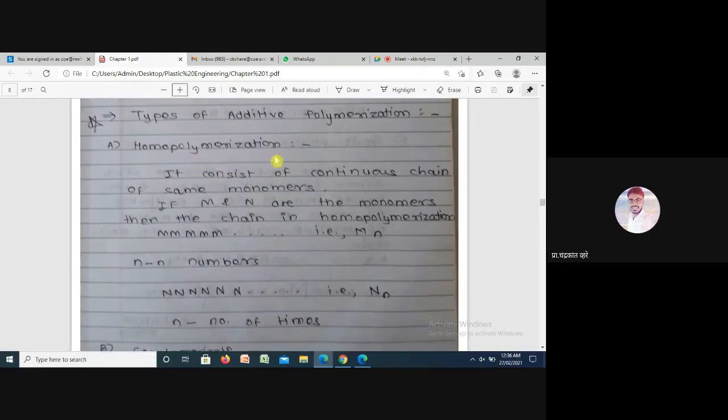Once again, we'll repeat. You have written it. So what is homopolymerization? It consists of a continuous chain of the same monomer. Okay, so we will take a quick look back within one minute. Initially, we covered the meaning of polymerization. After that, we covered a monomer. After that, we covered a polymer. So what is the meaning of polymerization?